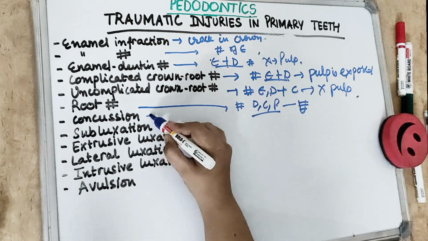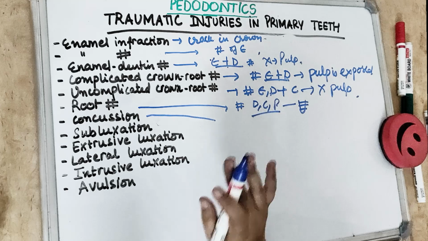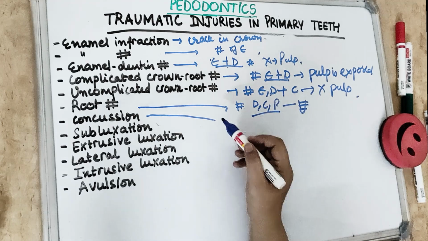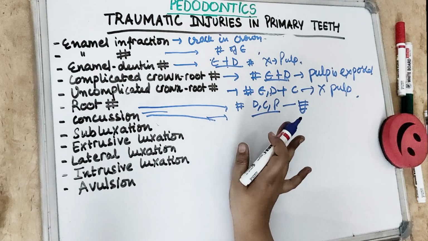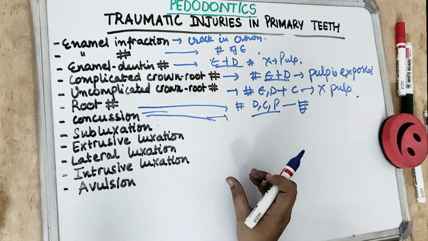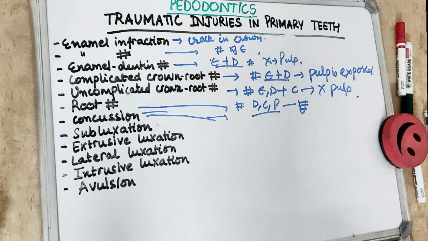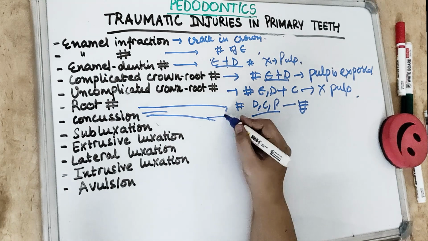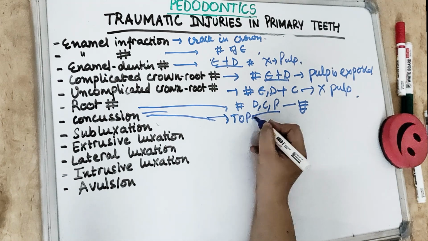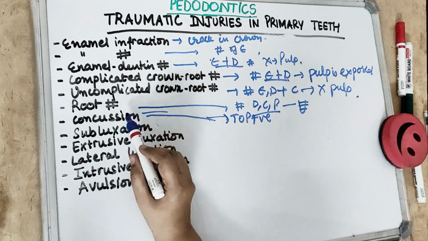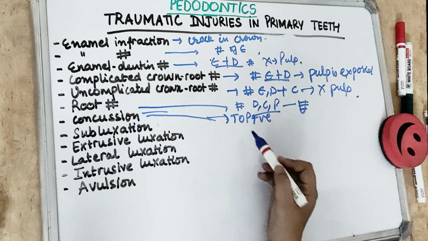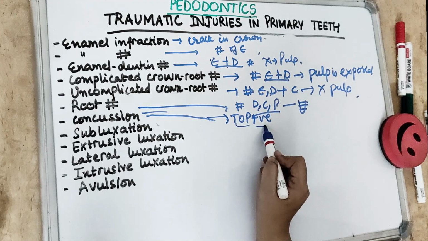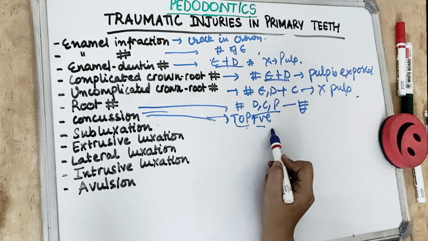Concussion is when there is no abnormal loosening or displacement. The tooth is not displaced from its location, but there is a marked reaction to percussion. So tenderness on percussion is positive for concussion. There is no displacement of the tooth; the tooth is at its position, but tender on percussion is positive.